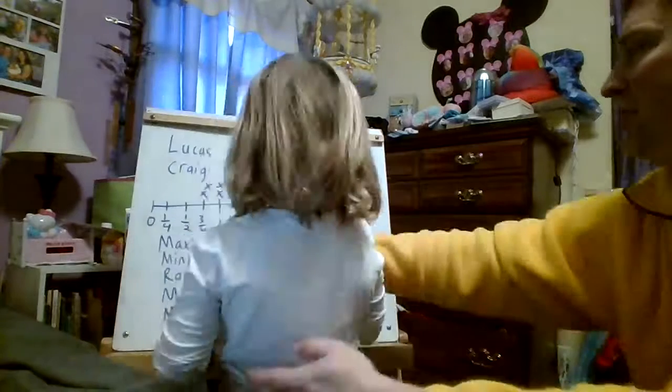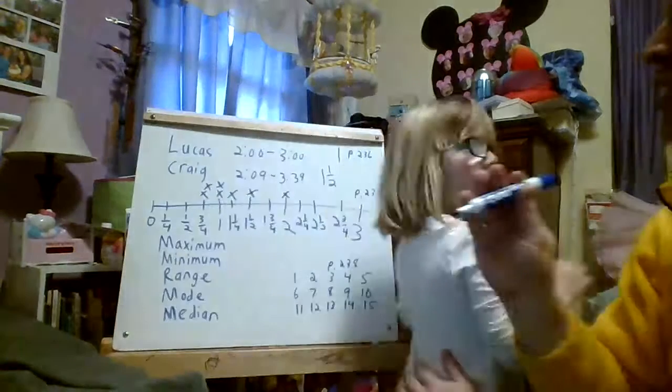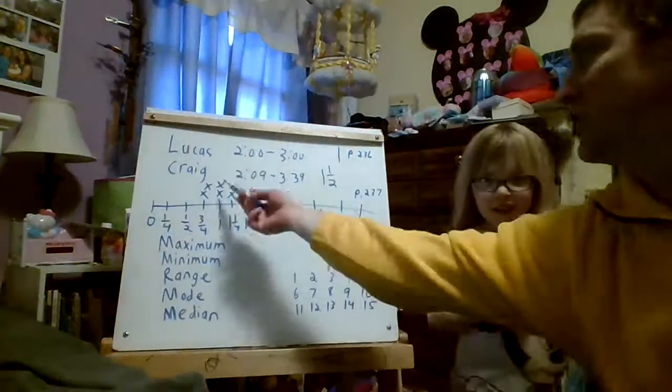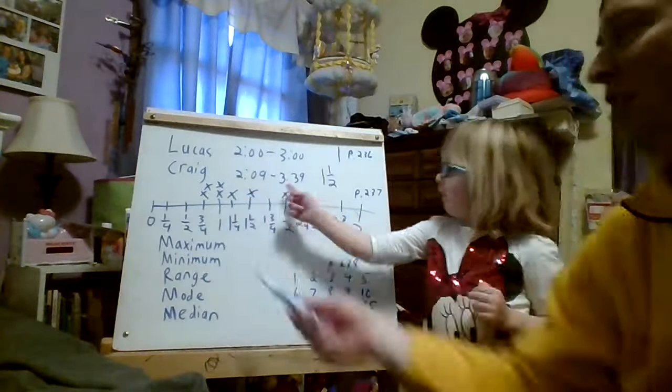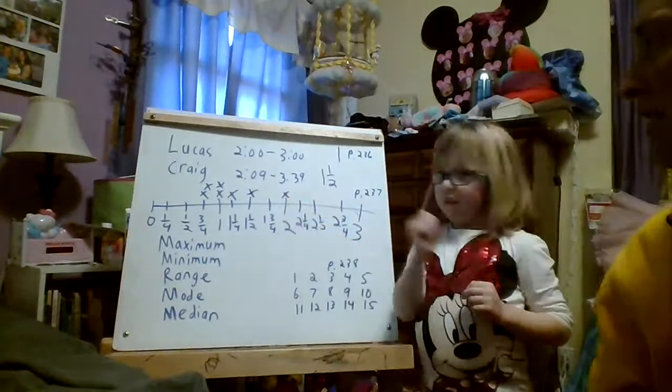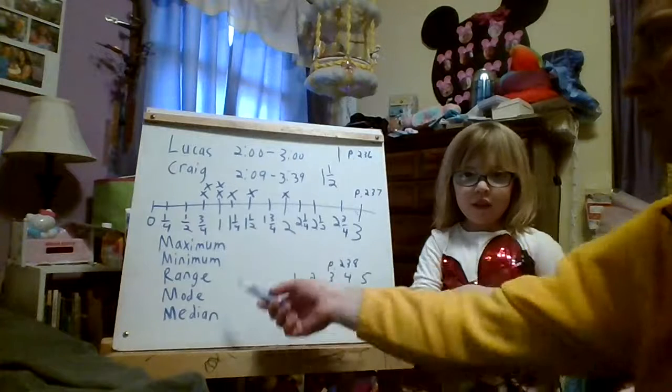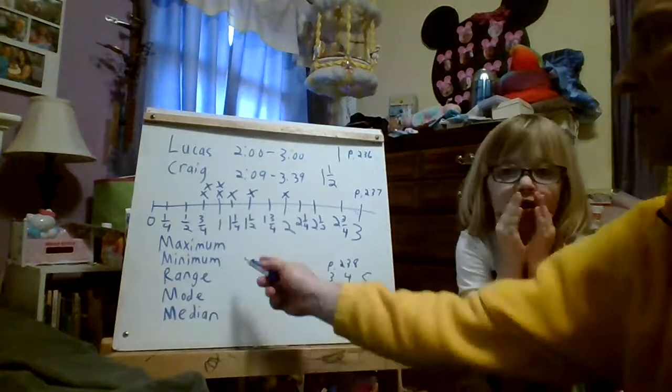Okay, so McKinley did a nice job with that. Let's slide you out of the way so they can see. So she put an x on top of 1 and an x on top of 1 and 1/2. Now we're going to go over some of the different terms that we have with line plots.